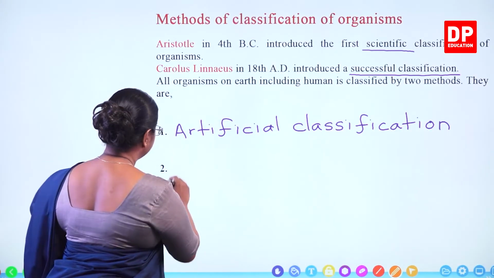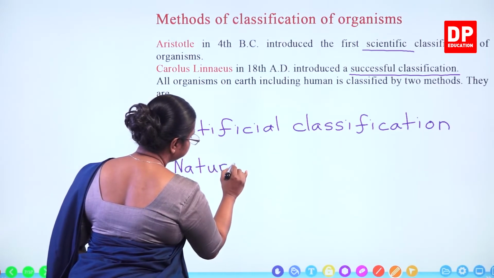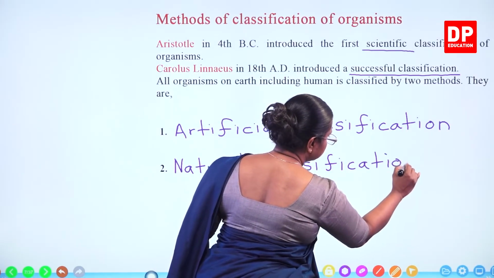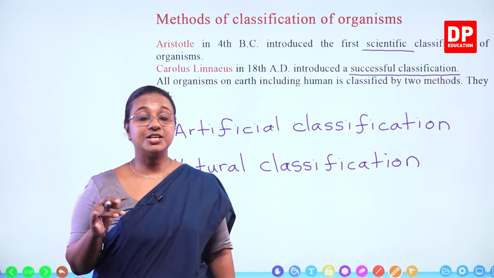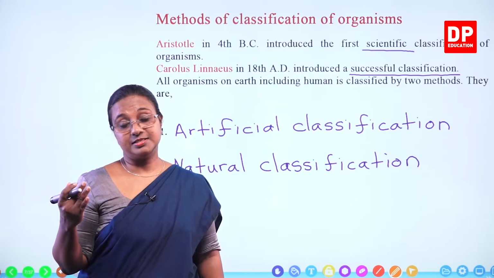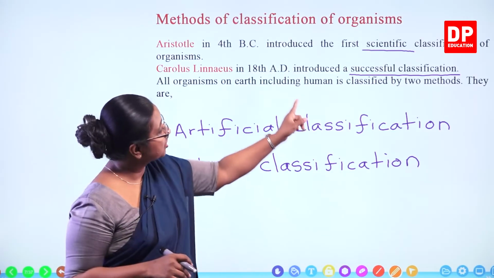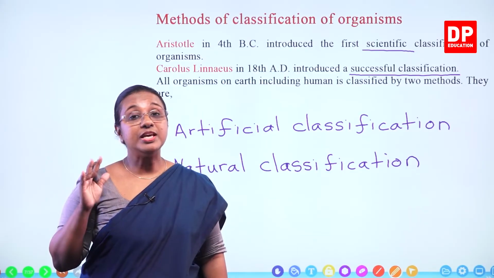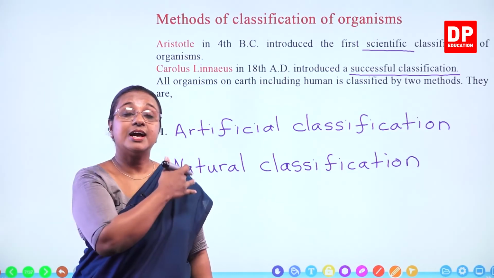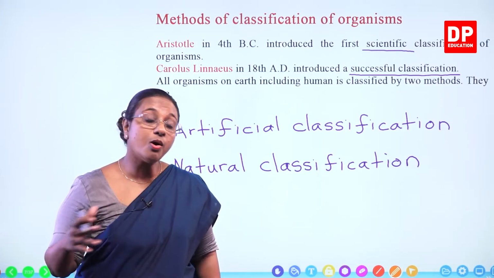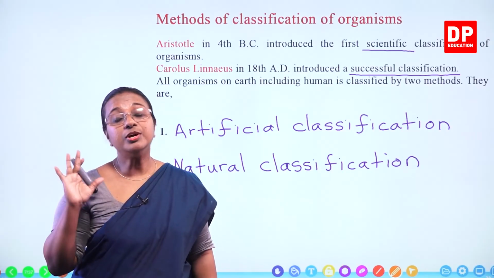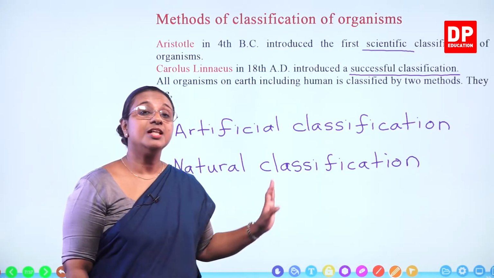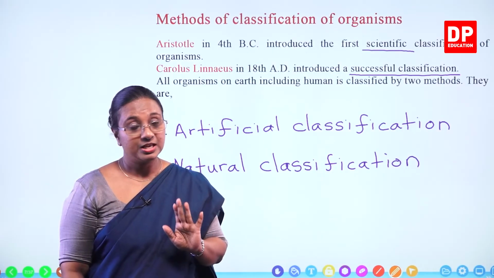But in the second type, that is the natural classification. In this natural classification, we consider many characteristics. So basically, the scientific classification and the successful classification come under this natural classification. So there we consider more than one characteristic. Like I explained before, many different or basically all the characteristics of organisms in order to classify them. So under natural classification also there are different methods of classification. That is what we are going to discuss next.